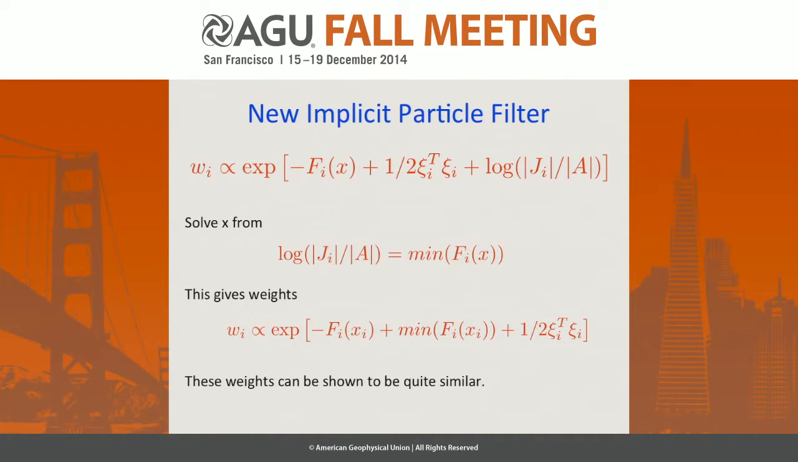And finally, there is one I didn't have a name for yet, which I call the new implicit particle filter, if you like. Again, we have an expression for the weights, and now we solve for x by putting this Jacobian term equal to the minimum of f, and again that gives rise to a different set of weights. It turns out these weights can be shown to be quite similar. So that's another way of generating particle filters. So you see, there's an enormous amount of methods you can use to come up with particle filters.